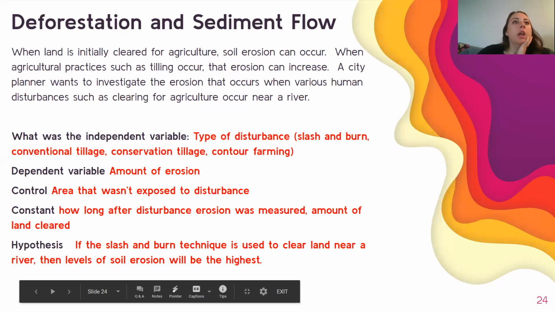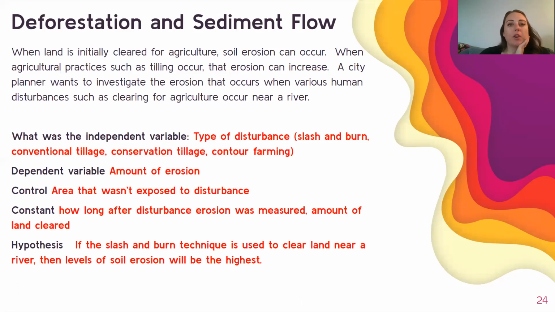So what's the independent variable? So the independent variable is the type of disturbance. So our scenario tells us that various human disturbances, such as clearing for agriculture. So maybe we're clearing by slash and burn. Maybe we're clearing by conservation or conventional tillage. So we're just mixing things up. Maybe we're not clearing at all. We're doing some type of conservation tillage. Or maybe we're clearing versus some type of contour farming.